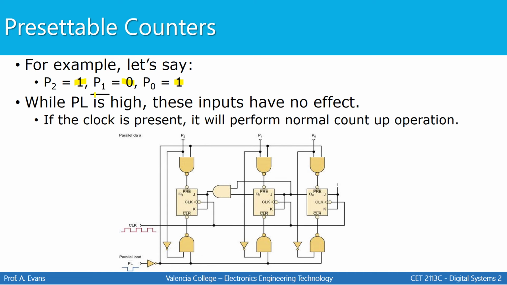So when pulse load is high, these inputs have no effect. I can change these inputs all day long. It really doesn't do anything until I physically load it into the counter using this input down here, the pulse load input. So if there's a clock present, the counter is just going to count as normal and these inputs will have no effect. But when we pulse this input low, we have to send a low signal when we pulse it low. Now we're going to see what happens to the counter step by step.